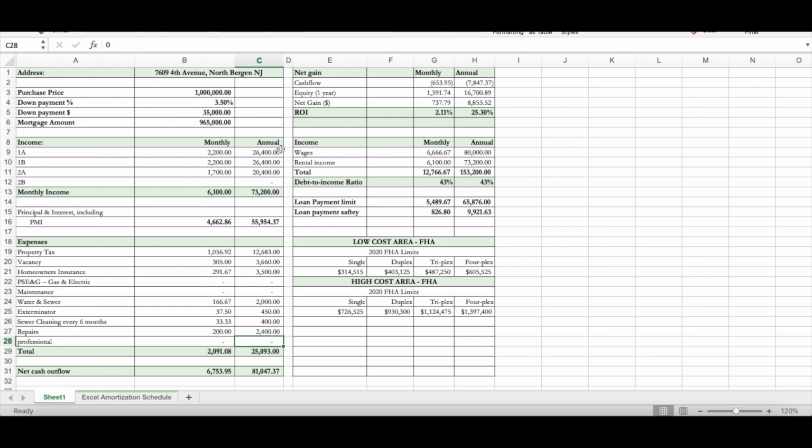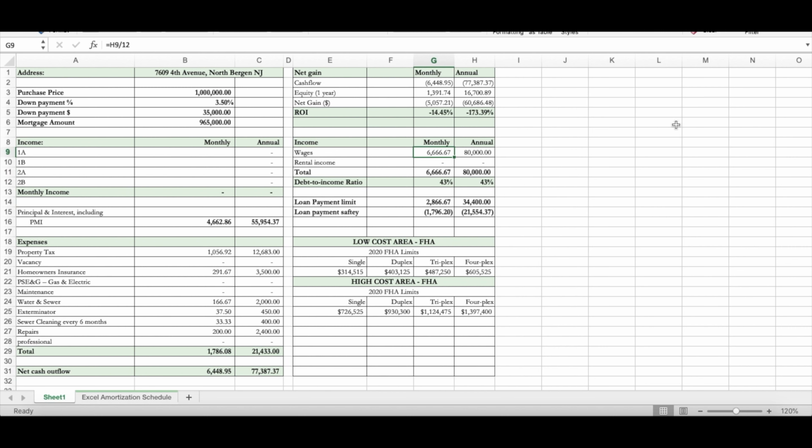So property expenses for the year are $25,000. The mortgage payment for the year is $55,000, $56,000. Total cash paid for this property in your first year of owning it is going to be $81,000. Now, normally, if you're making $80,000 a year, they're going to be looking at your debt to income ratio.